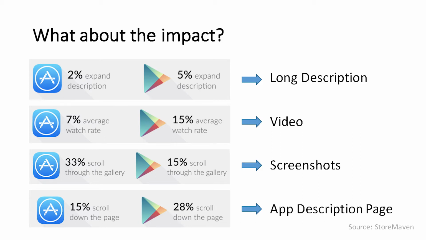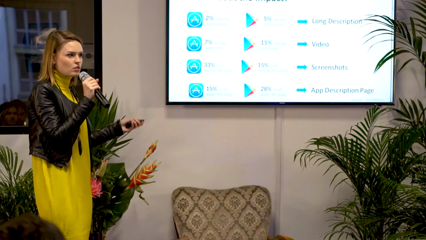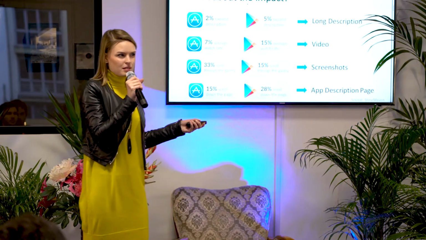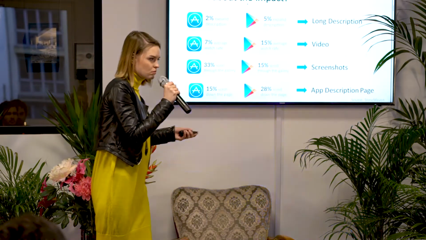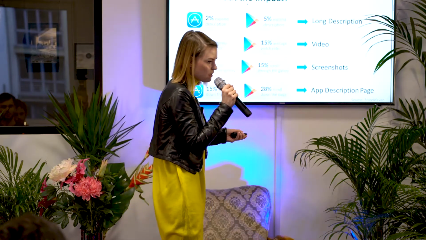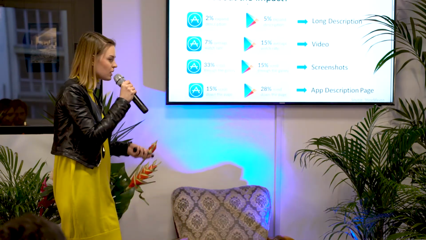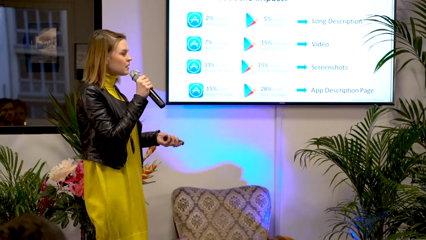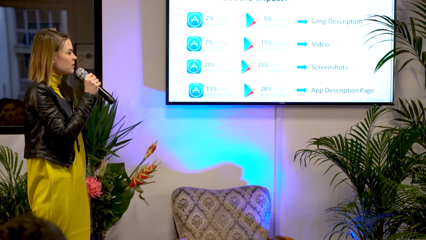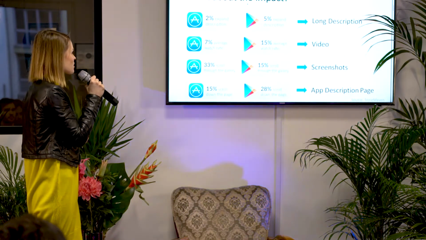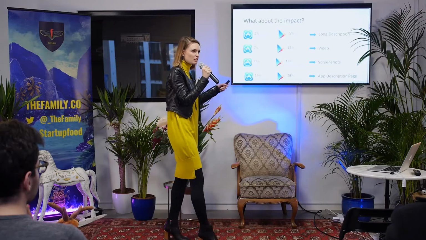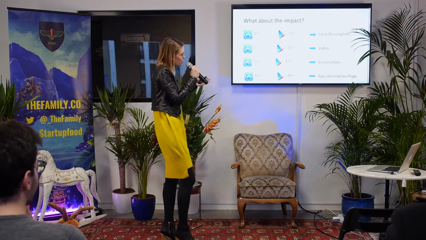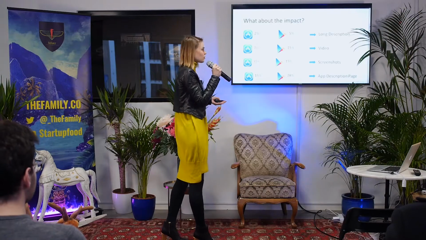So the long description: how many people are actually reading it? According to StoreMaven, an A/B test platform that allows you to A/B test your store page, they made many A/B tests and came to the conclusion that only 2% of Apple users actually expand the long description to read what's in it, and only 5% do so on Google Play. So that's not a lot, but the long description has another function, especially on Google Play.